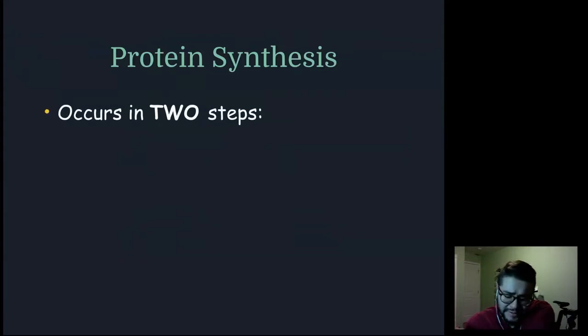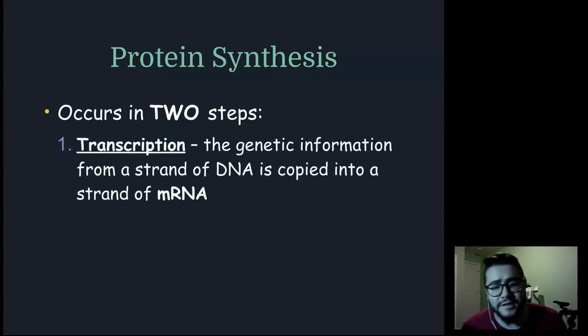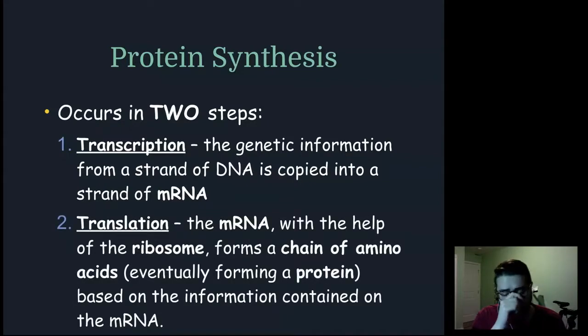So that process takes place in two different steps. The first step is transcription. That's what we're talking about today. Next video, we'll discuss translation. Transcription is when a strand of DNA is copied into a strand of mRNA. Translation is then when the mRNA is used along with ribosomes and tRNA to make a polypeptide.